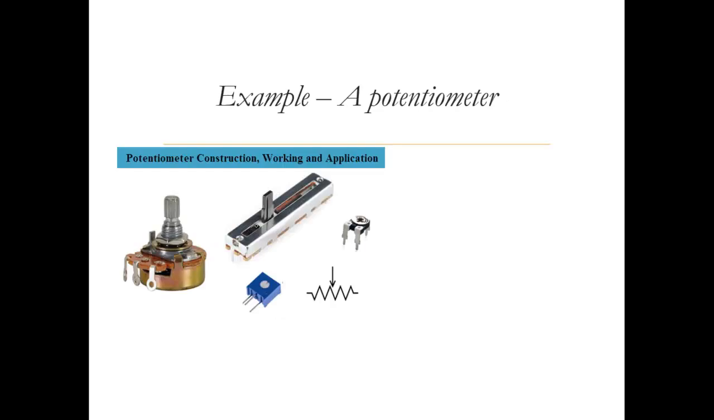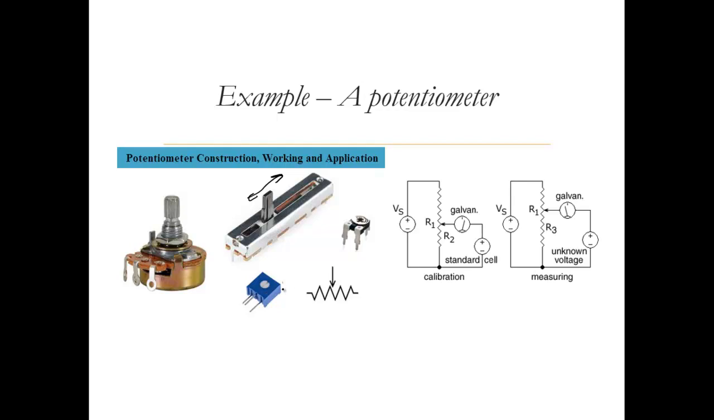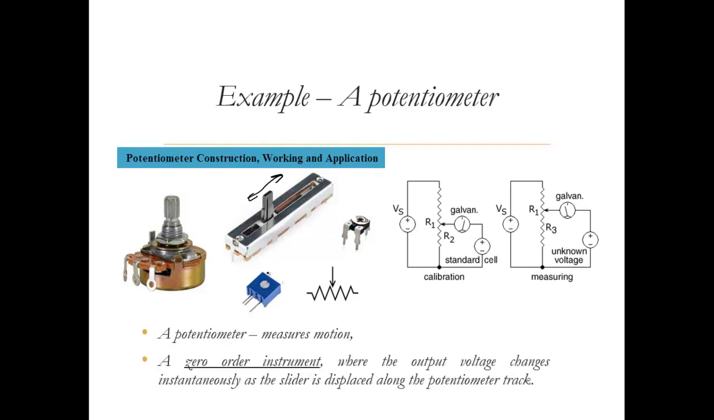Now the example could be of a potentiometer that we have just seen. You move this pointer over this rheostat, or you can use this slider to measure the position. The moment it goes front and back, accordingly it changes the resistance, and you have the output in terms of the output voltage. So this is quite straightforward. A potentiometer can be used to measure motion. In a zero order instrument, the output changes instantaneously as the slider is placed along the potentiometer track.